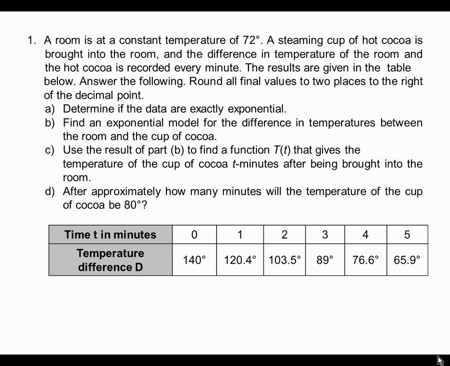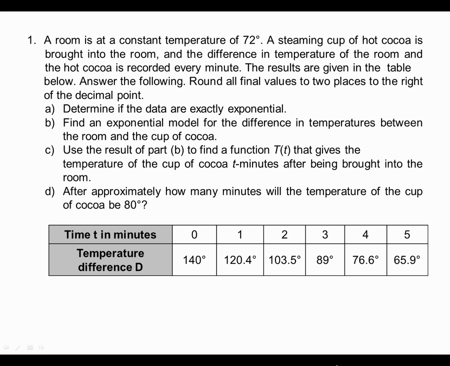In Part A, determine if the data are exactly exponential. Question B, find an exponential model for the difference in temperatures between the room and the cup of cocoa. Part C, use the result of Part B to find a function capital T of t that gives the temperature of the cup of cocoa t minutes after being brought into the room. Remember, B is the exponential model for the difference. C is going to be the function for the temperature of the cocoa. In Part D, after approximately how many minutes will the temperature of the cup of cocoa be 80 degrees?